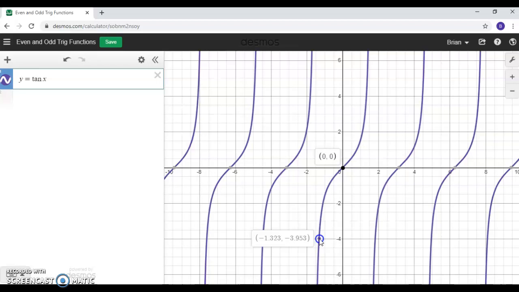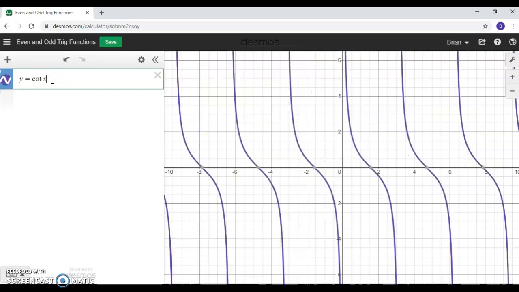So again, same values for the x and the y, but different signs. So it's got symmetry about the origin. You can kind of tell in this area how it does that. Basically makes a linear equation. So tangent of x would be considered an odd function.